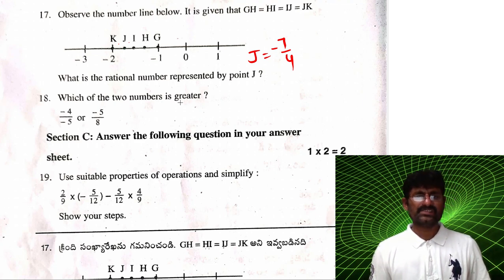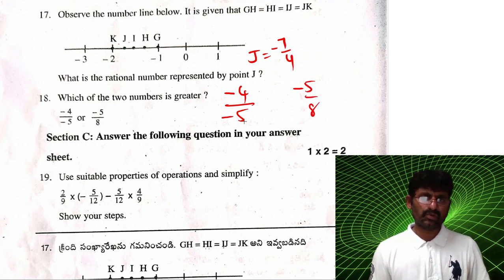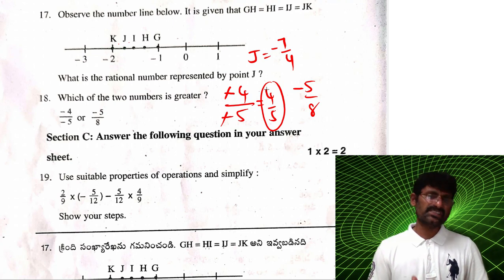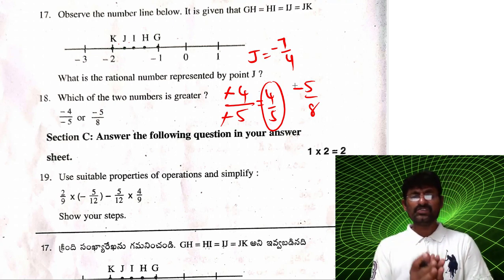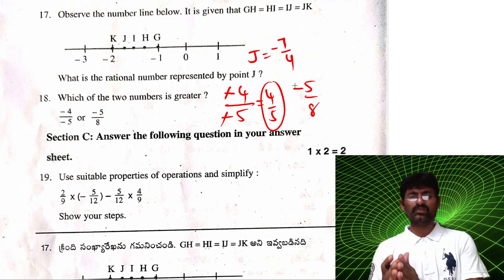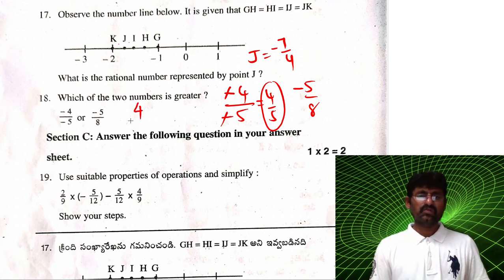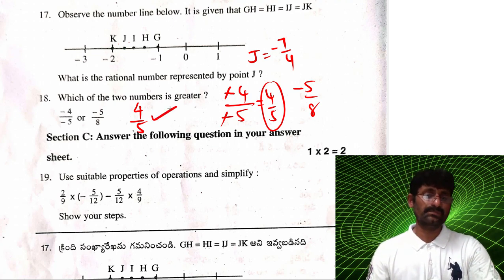Which of the two numbers is greater? Here the given numbers are -4 by -5 and -5 by 8. Now -4 by -5 means the minus and minus get cancelled. This is equal to 4 by 5, which is a positive number. -5 by 8 is a negative number. A positive number is always greater than a negative number. So we can say that 4 by 5 is greater. This is the answer for this problem.